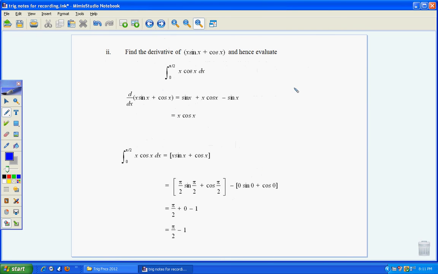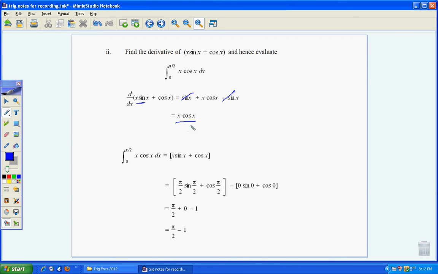In the second one here, we go pretty much along the same lines. Find the derivative of x sine x plus cos x, and then evaluate the integral of x cos x between 0 and pi on 2. So we derive it. We're applying the product rule here. So derivative of x is 1 times the sine x, plus x times the derivative of sine, which is cos, plus the derivative of cos, which is minus sine, and they cancel, gives us the x cos x.